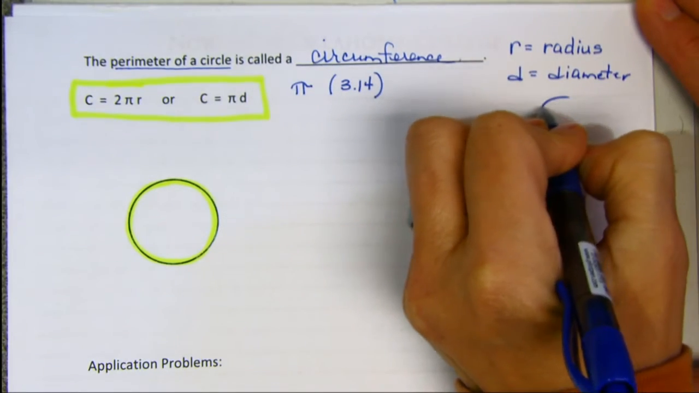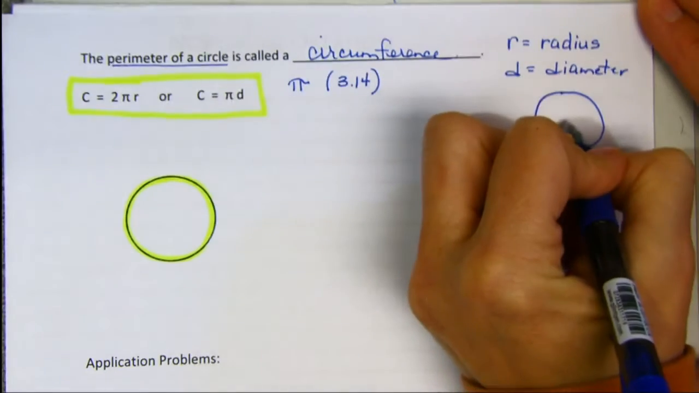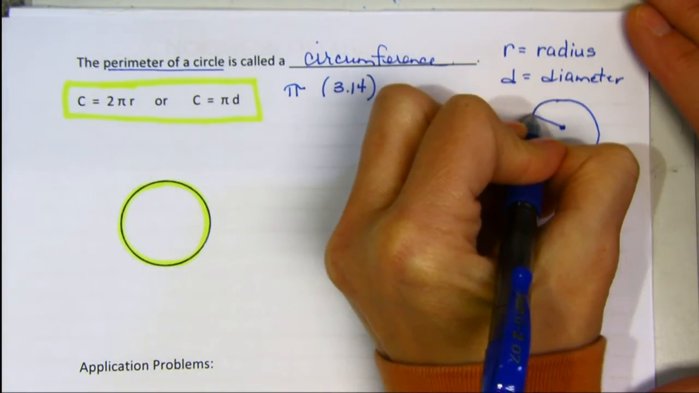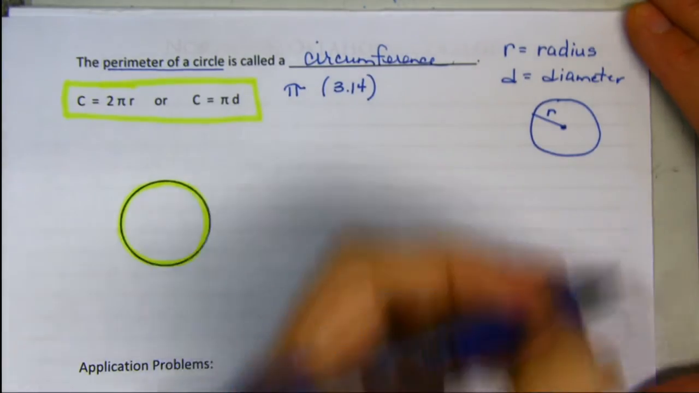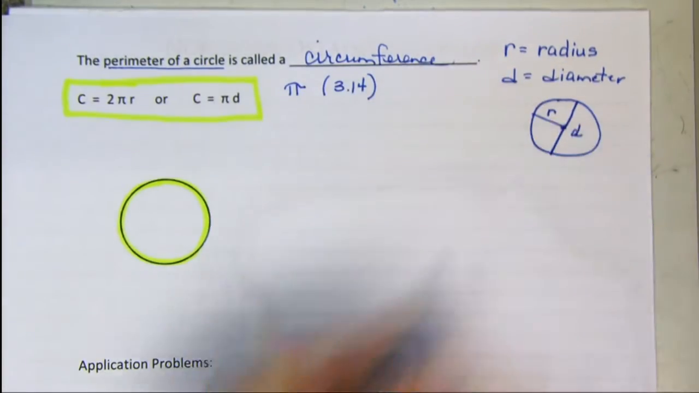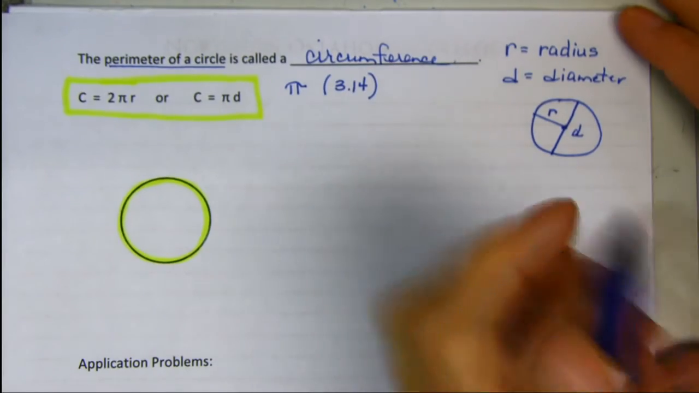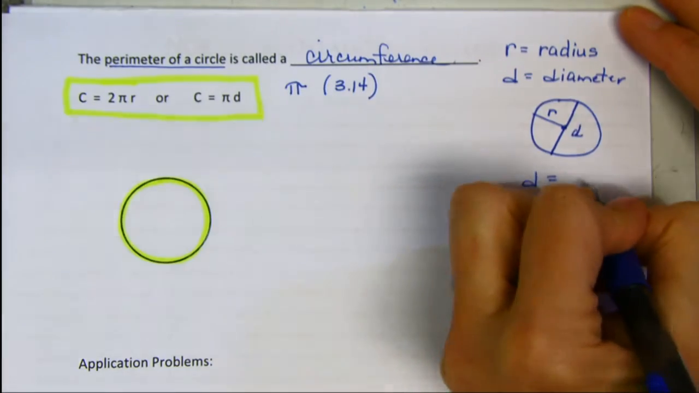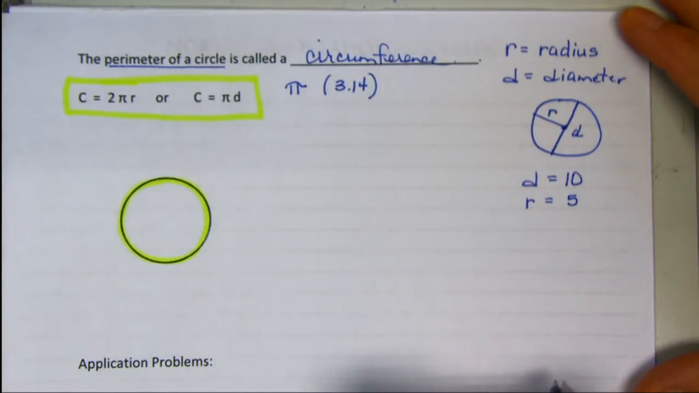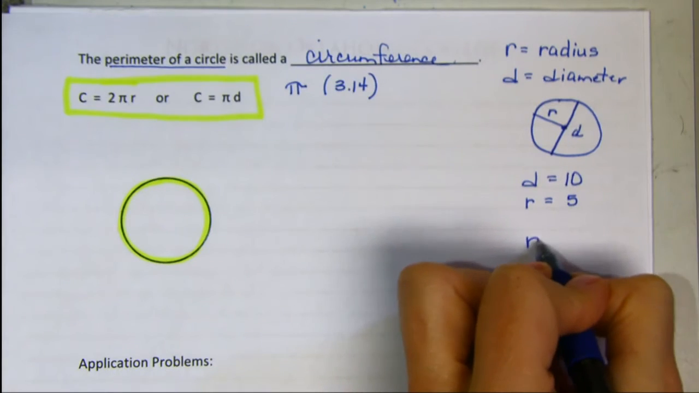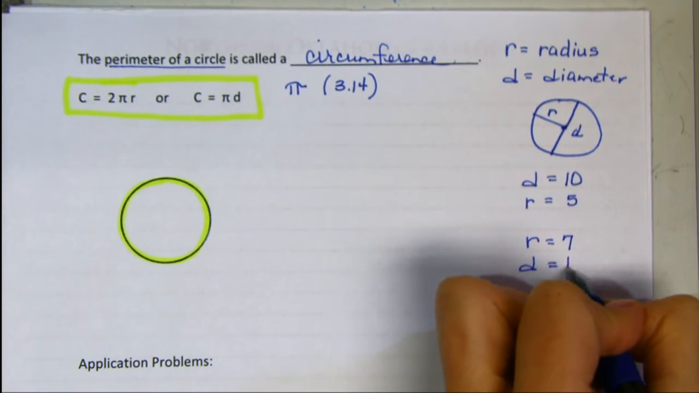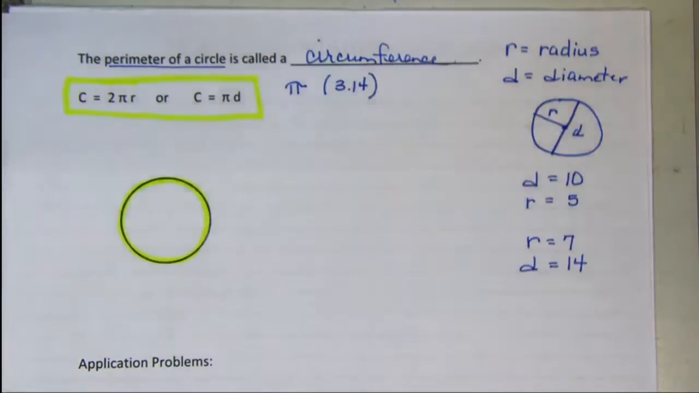All right, so if we're looking at a circle, diameter and radius deal with the center of the circle. So from the center of the circle to the outer edge is the radius. From one edge through the center to the other edge is considered the diameter. So if you were told that the diameter is 10 inches, the radius would be half that, or 5 inches. Or if you were told that the radius was 7 inches, the diameter would be double that, or 14 inches. So this is a little bit of a review.